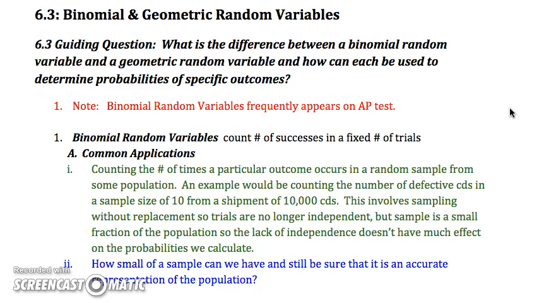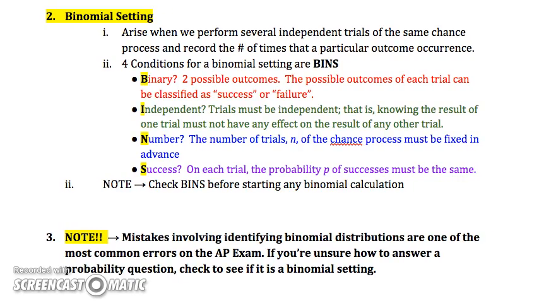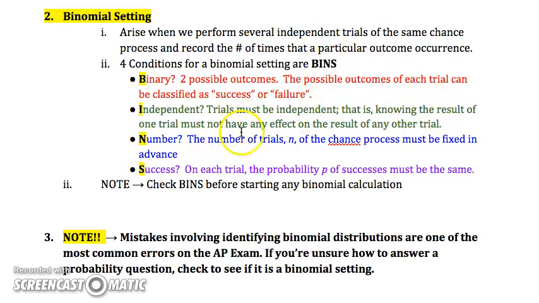Remember that binomial random variables count a number of successes in a fixed number of trials, and we look at the likelihood of that happening. Here is a situation where we'd use binomial random variables in these binomial calculations. Notice that in each of these settings, these four conditions all have to be met for it to be a binomial random variable. Check BINS before starting any binomial calculation. So just write out BINS.